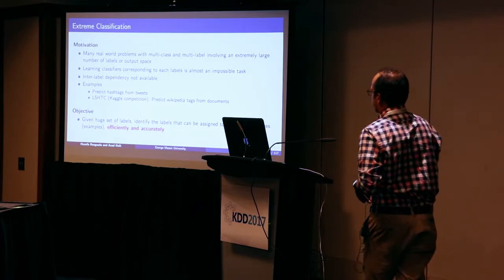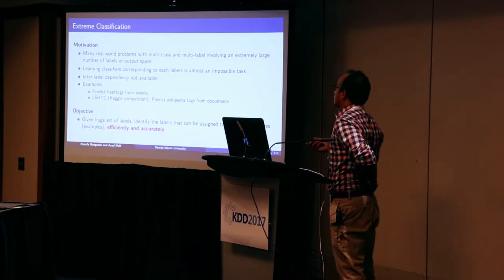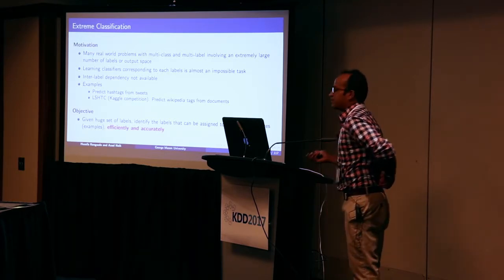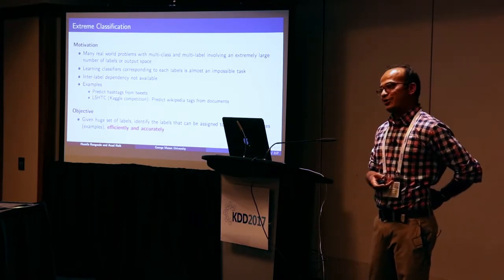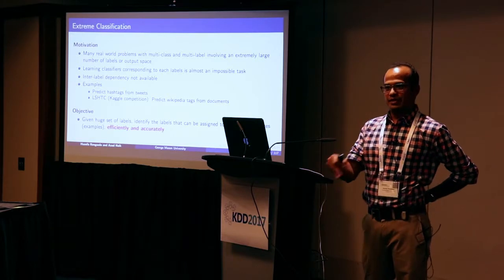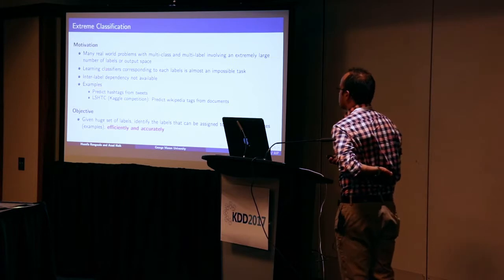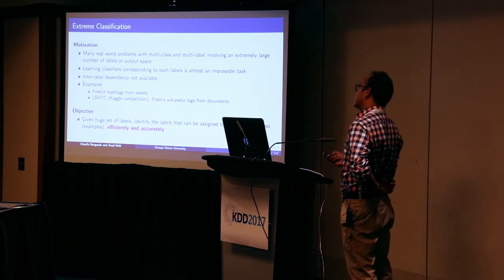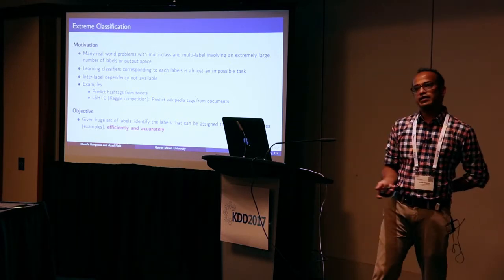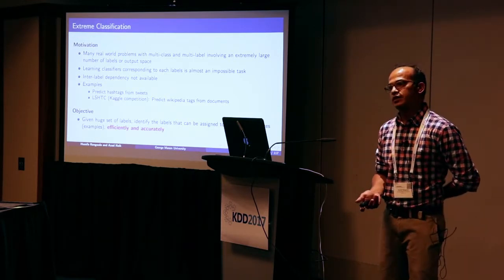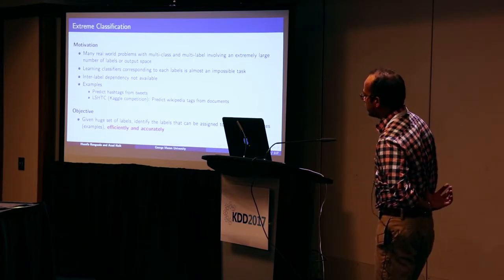Extreme classification covers many real-world problems with multi-class and multi-labels, which involve an extremely large number of labels or output space. Extremely large means not 100,000 now, but millions, right? So you want to go into the million space and solve those kinds of problems. Learning classifiers corresponding to each label is almost an impossible task. If you have to learn a million models, it's going to be really hard, it's going to be challenging. Inter-label dependency may not be available.